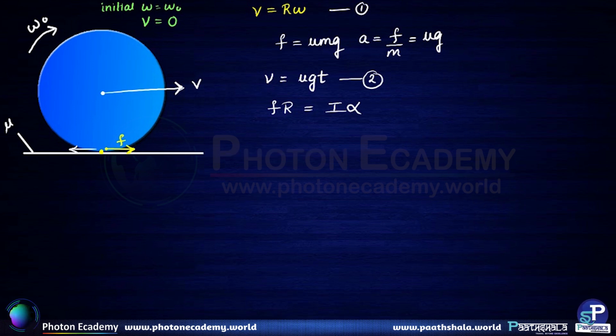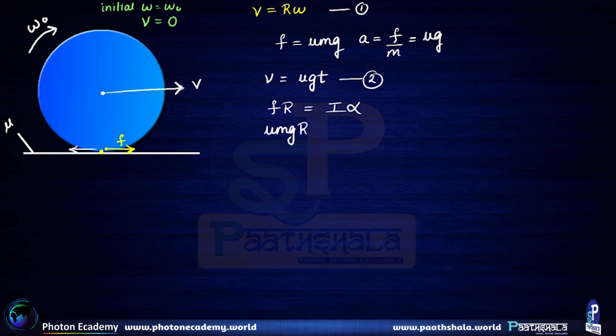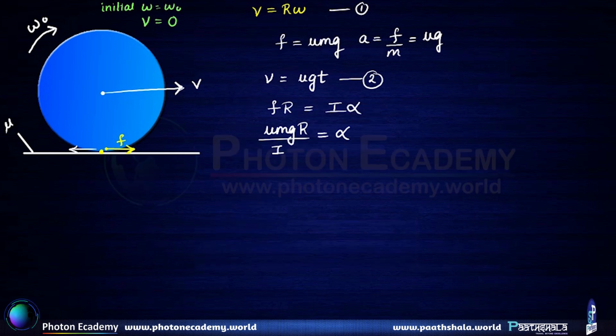Alright. So alpha thus is equal to mu mgr, because mu mg is the value of friction as aforementioned. So mu mgr divided by I. This is alpha. Alright. What will this alpha do? As discussed earlier, alpha will try to reduce omega, because here friction's role is to reduce omega and increase v, because initially v was 0 and omega was omega naught.